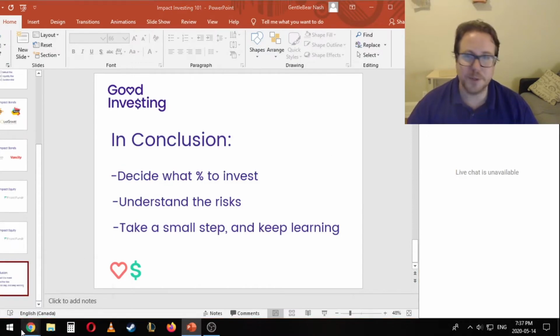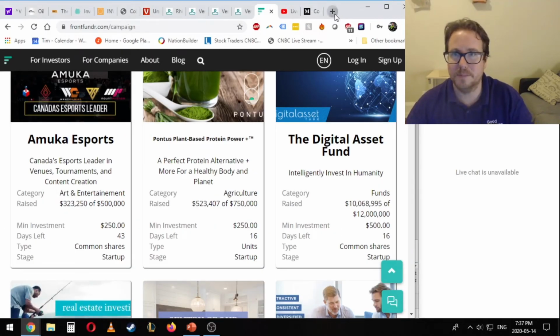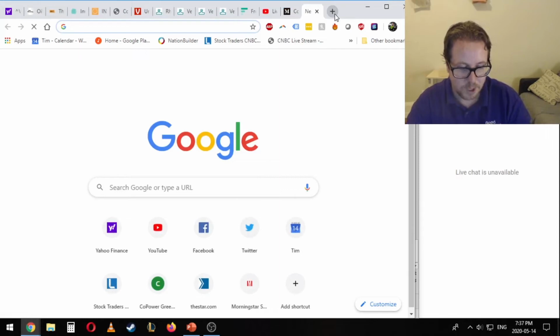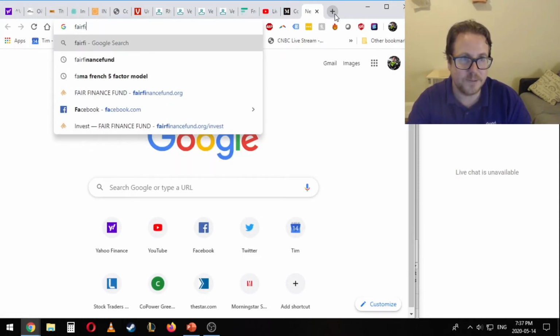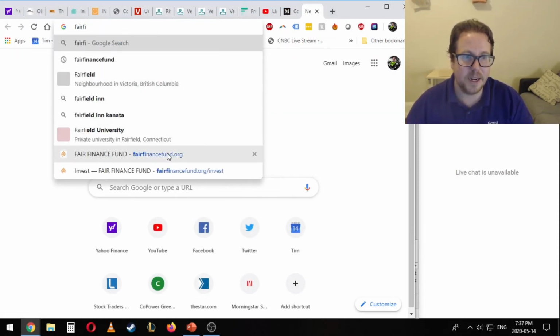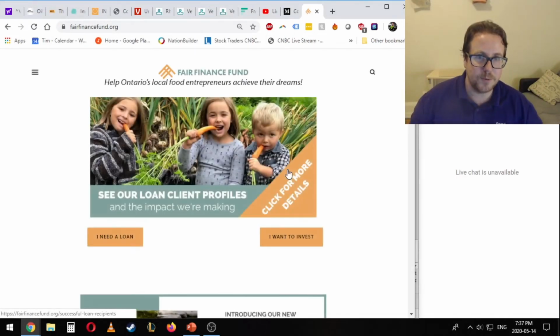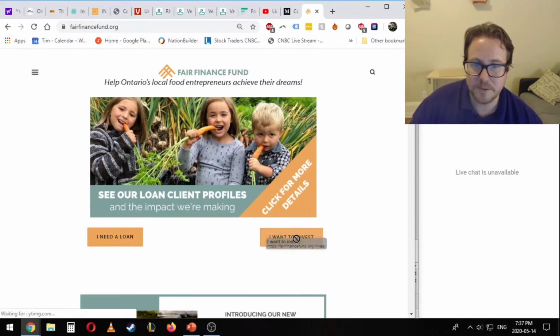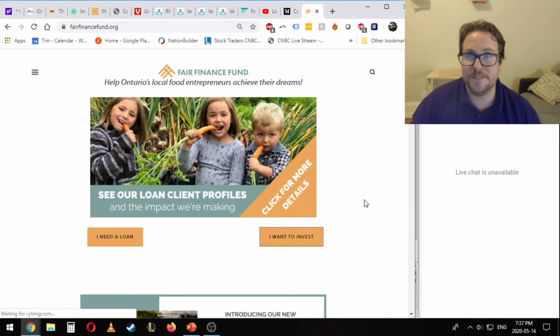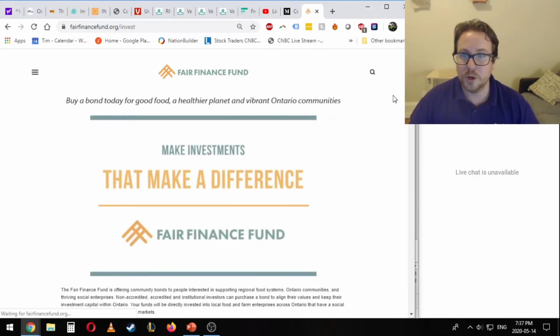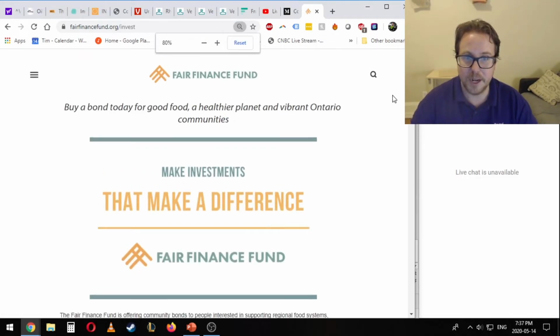There are other options. I'll give a great shout out. I didn't put them in the slide, but I love them, which is the Fair Finance Fund. I just can't get enough of this. I'm so interested in sustainable food systems right now. So Fair Finance Fund, this is only available to Ontario residents, but this is basically a fund that supports local food systems here in Ontario.